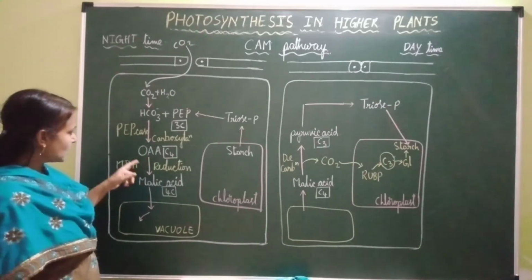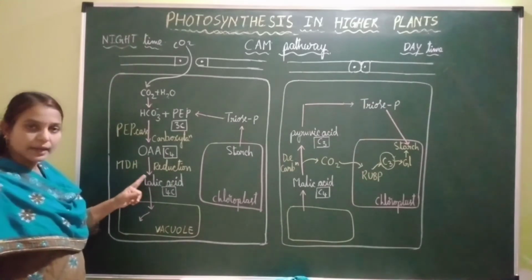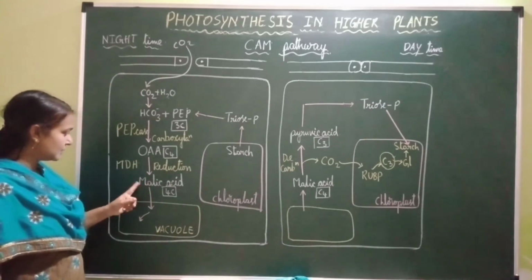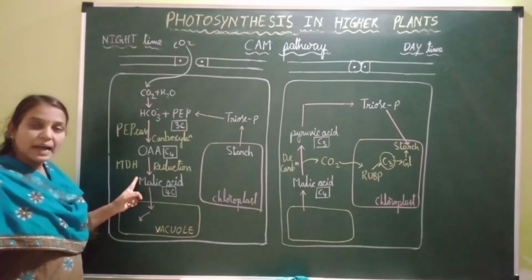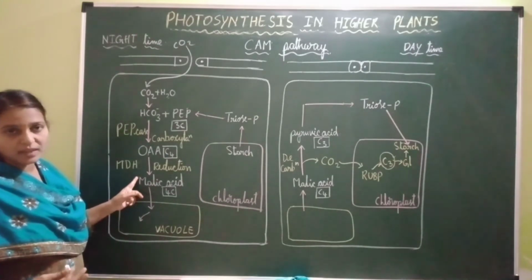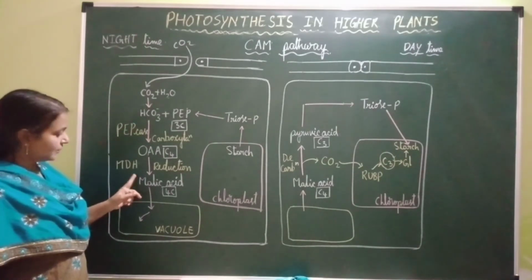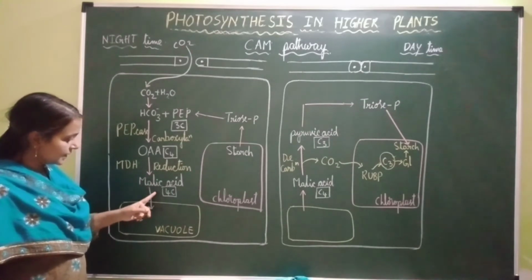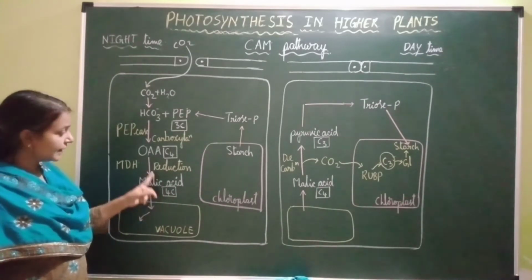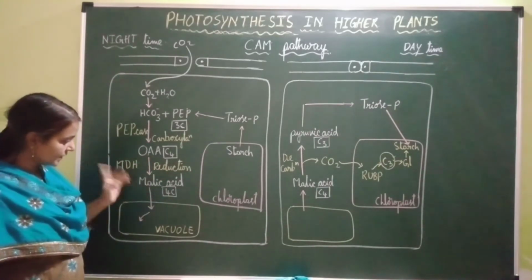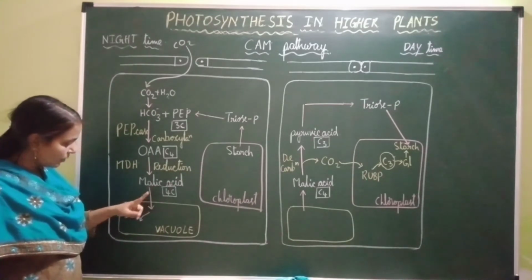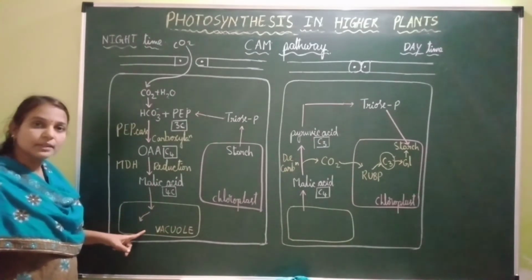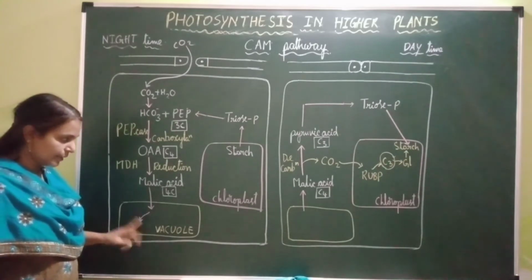And then this oxaloacetic acid undergoes reduction into malic acid by the activity of the enzyme malate dehydrogenase, in the same way as in C4 plants. This malic acid is a C4 acid, and oxaloacetic acid is also a C4 acid. After its formation, the malic acid enters into the vacuole and is stored inside the vacuole during night time.